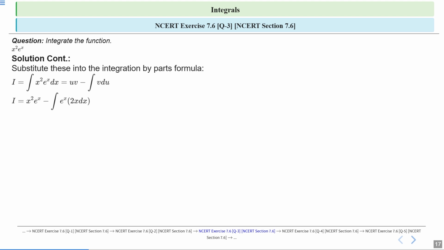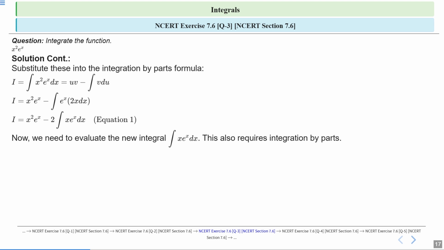So u is x² and the value of v is e^x, minus integration of v, that is e^x, into du, that is 2x dx. Just simplify, we get x² e^x, the constant comes out of integration, so minus 2 integration x e^x dx.